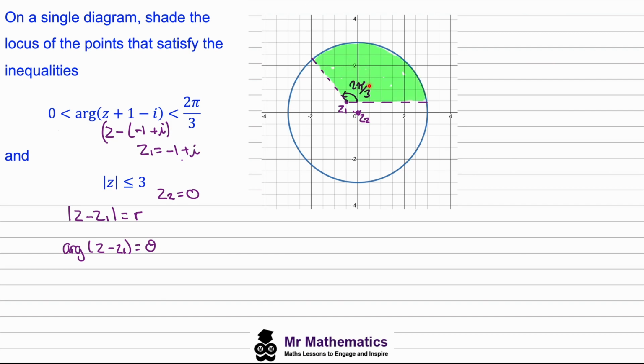This shaded region then shows all the possible locations of our general complex number z. It is within 3 units from point z2 and has an argument of between 0 and 2 pi over 3 radians from z1.